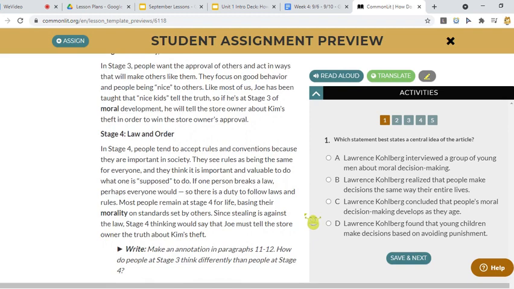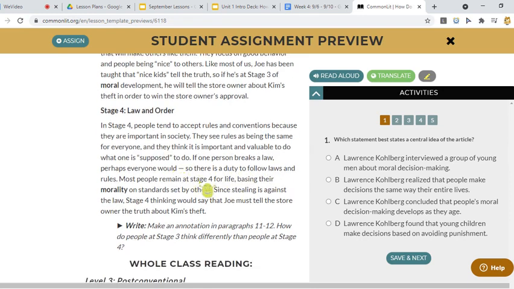Stage 4 is a little bit more developed. In stage 4, people tend to accept rules and conventions because they are important in society. They see rules as being the same for everyone, and they think it's important and valuable to do what one is supposed to do. If someone breaks the law, perhaps everyone would break the law. So there's a duty to follow laws and rules. Most people remain at stage 4 their whole lives, basing their morality on standards set by others. Since stealing is against the law, stage 4 thinking would say that Joe must tell the store owner the truth about Kim's theft.